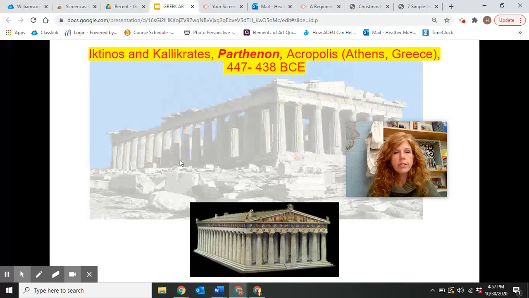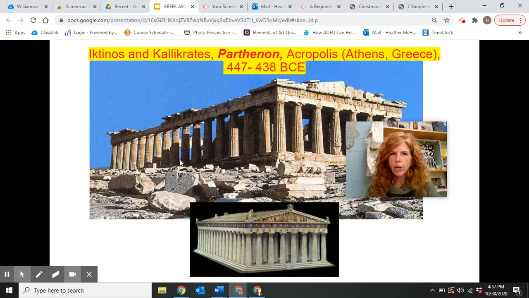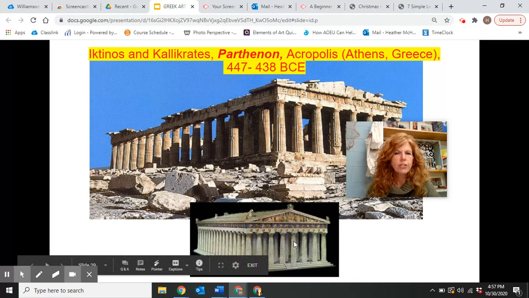So we know that Iktinos and Callicrates were responsible for the architectural plan. We know that Phidias created the sculpture, both in the frieze and the pediment. And here's what it would have looked like in its glory days.